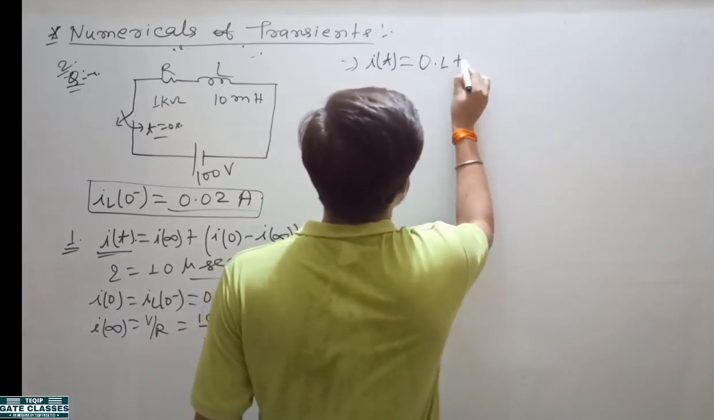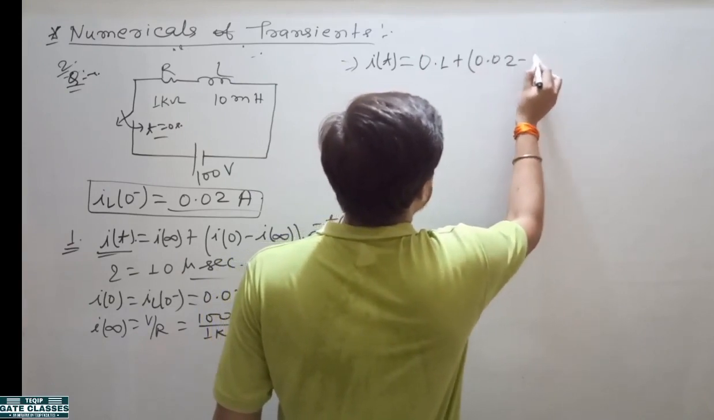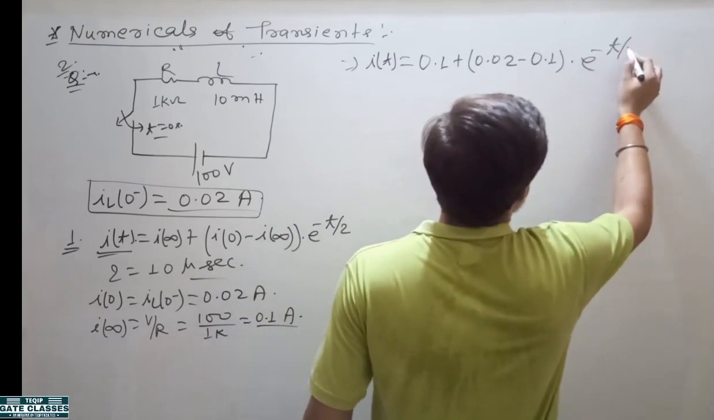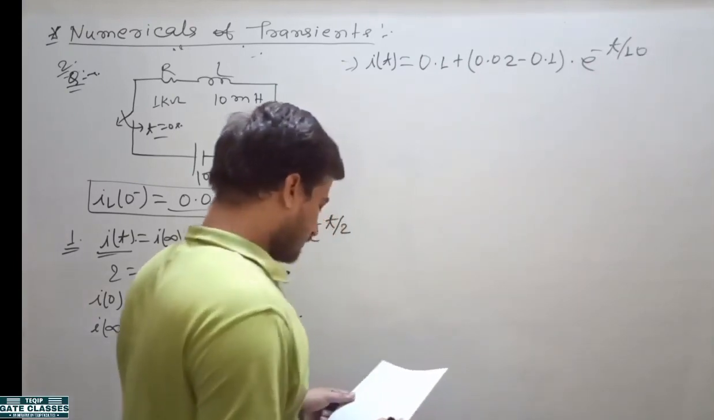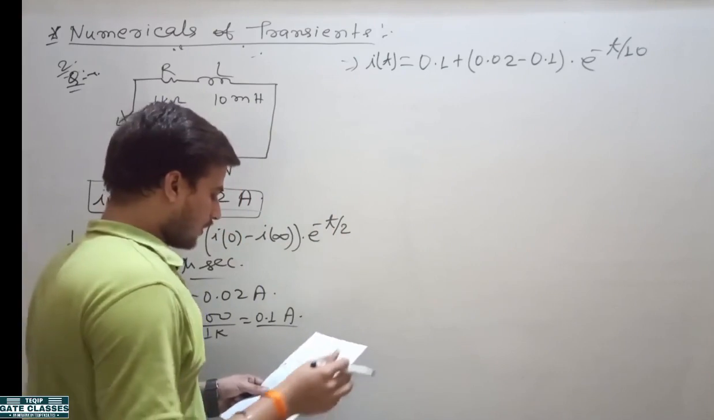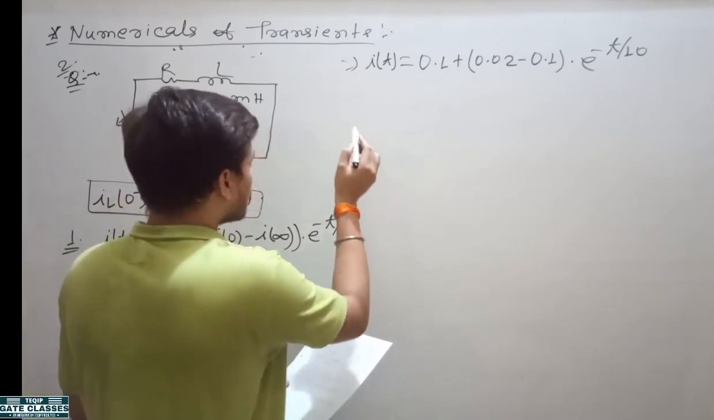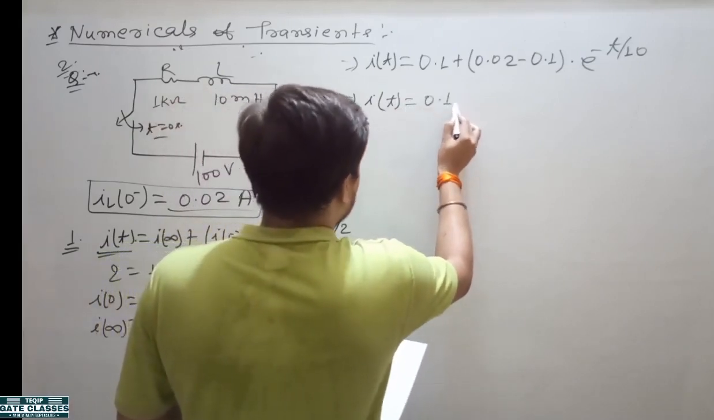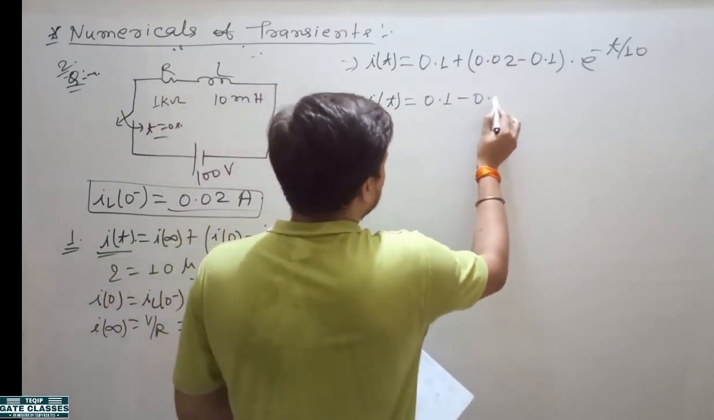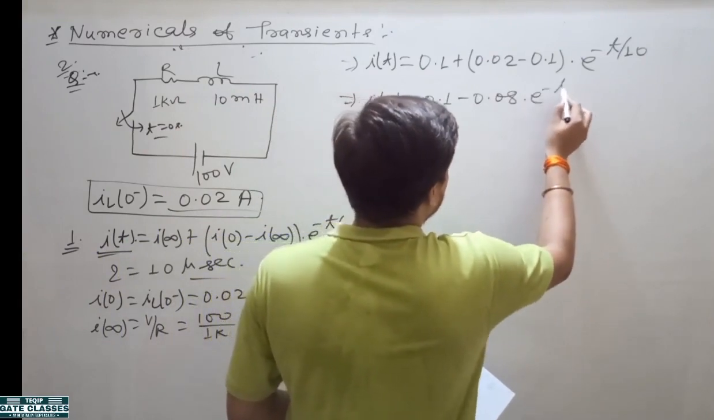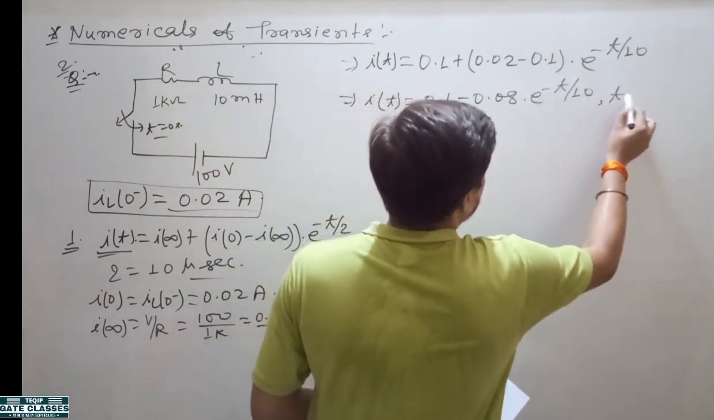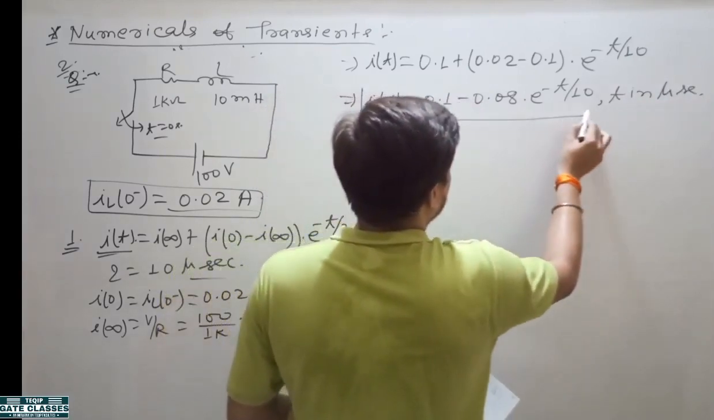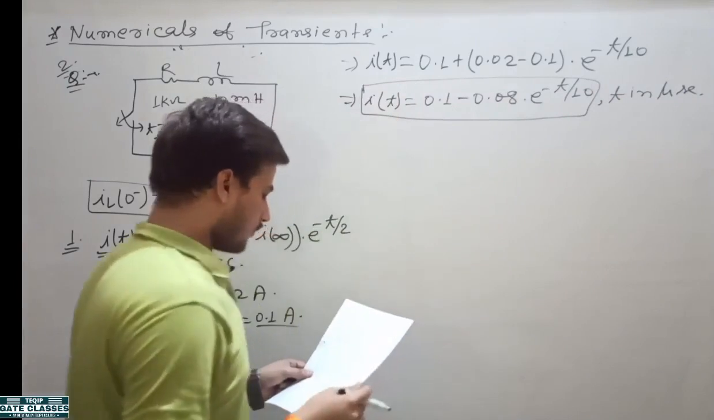0.1 plus 0.02 minus 0.1 into e to the power minus t by 10. So from here we write I(t) is equal to 0.1 minus 0.08 into e to the power minus t by 10, where t is in microsecond. So this is the answer of the first question, that is the expression of I(t).